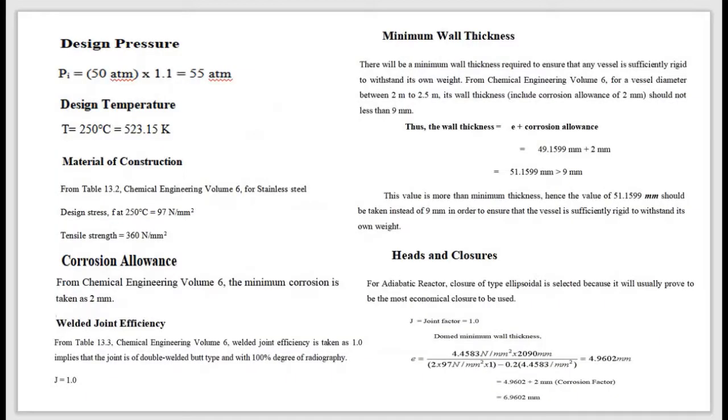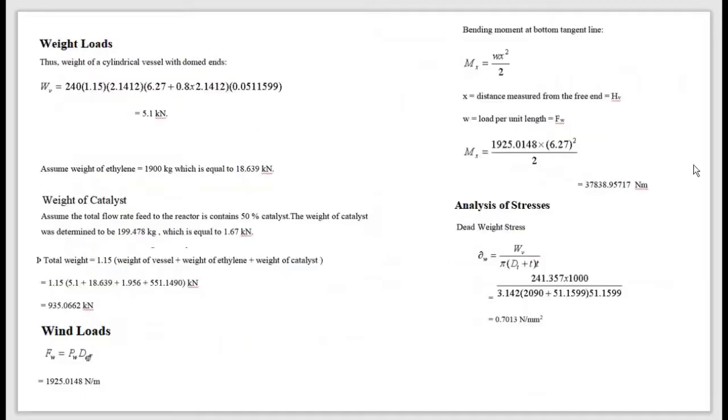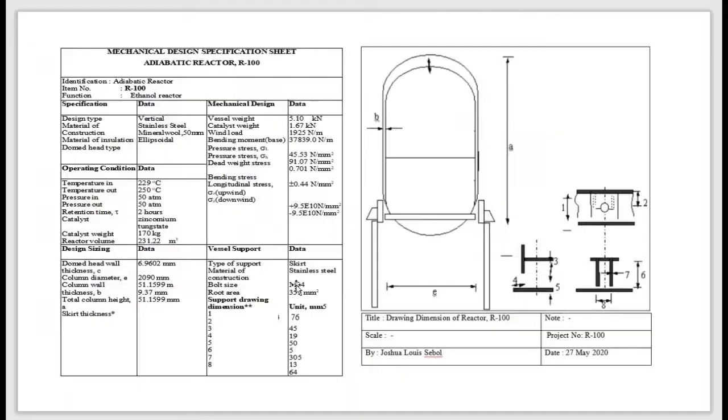Then next we find the bending moment, and we got the value. This value is already on the table also. And then we find the analysis of stress. Here is the analysis of stress.